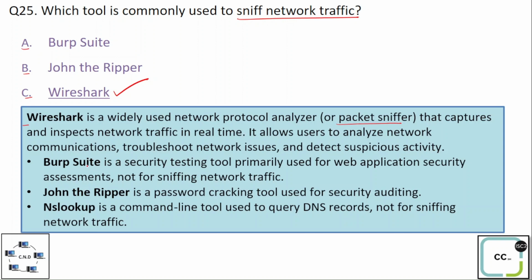While the other option, such as Burp Suite, is a security testing tool primarily used for web application security assessments, not for sniffing network traffic. John the Ripper is a password cracking tool used for security auditing. And NSLookup is a command line tool used to query DNS records, not for sniffing network traffic.